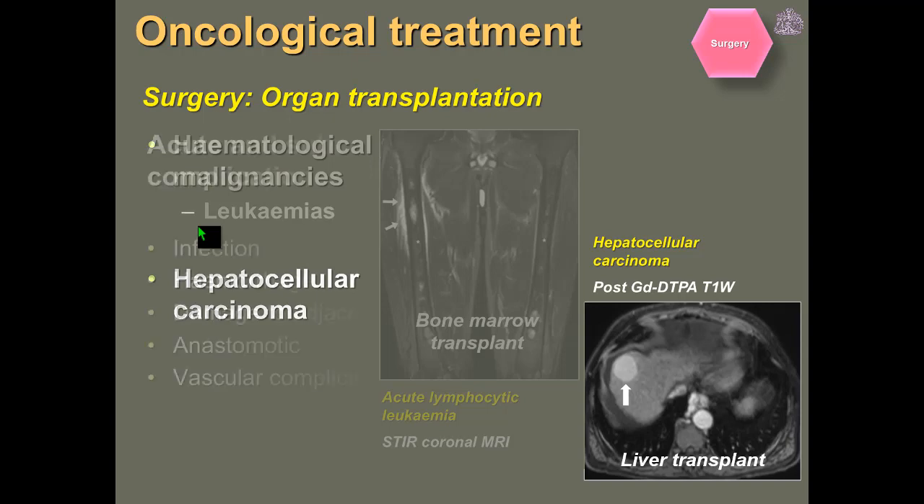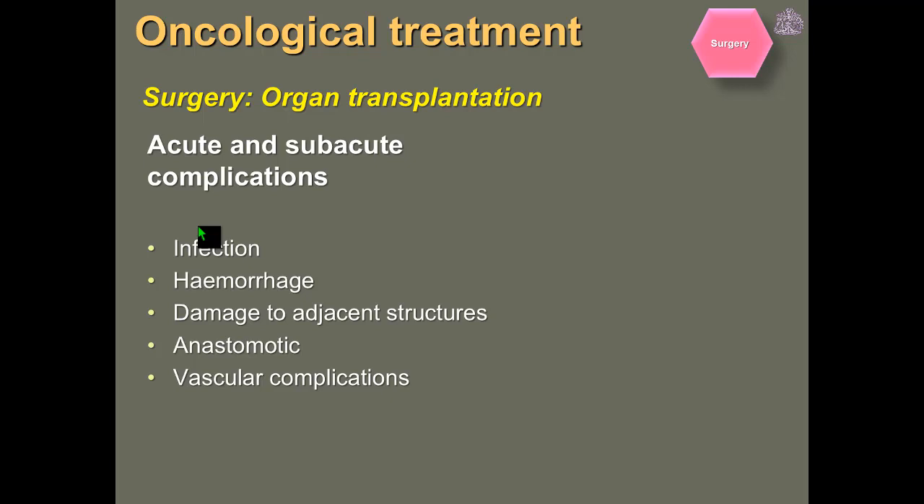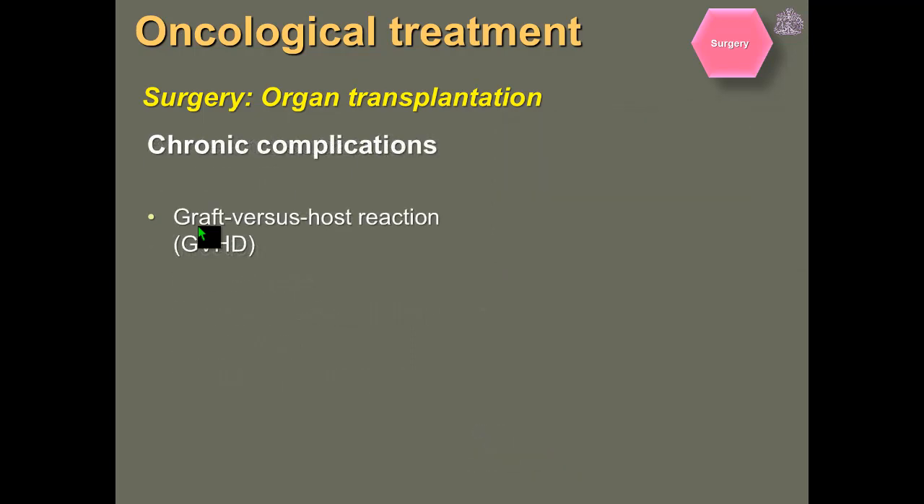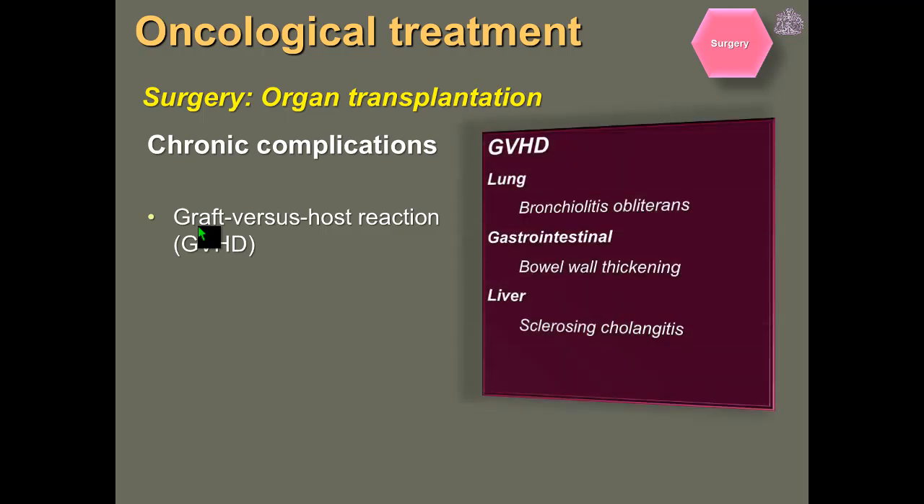Now, acute and subacute complications are largely common, but you must remember that you are dealing with a solid organ. There is a vascular supply that may be damaged, and this may be either arterial or venous. And chronic organ transplant complications are things like graft versus host reaction, for which the manifestation may be protean, and the common ones that you need to think about occur in the lung, the GI tract, and also the liver.